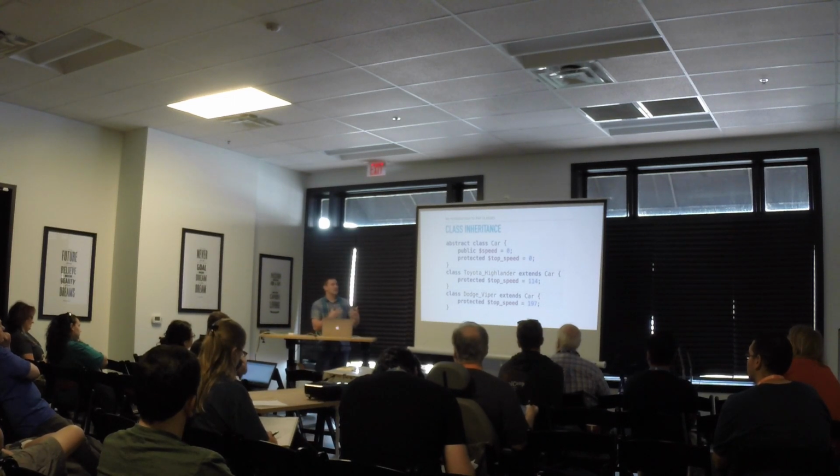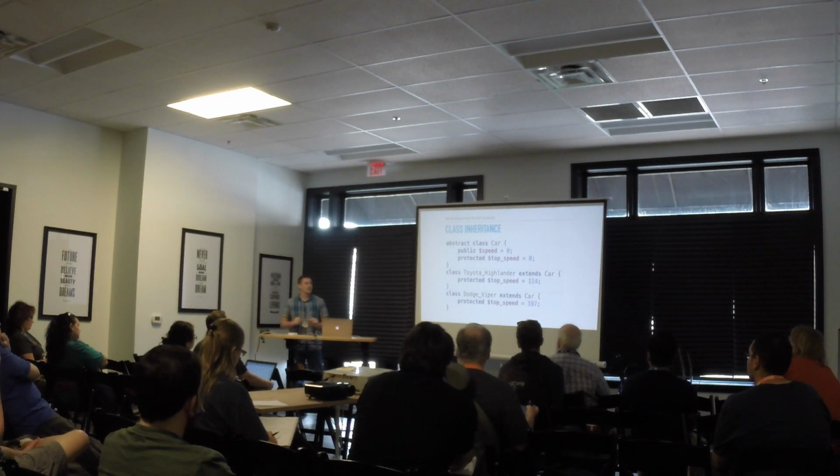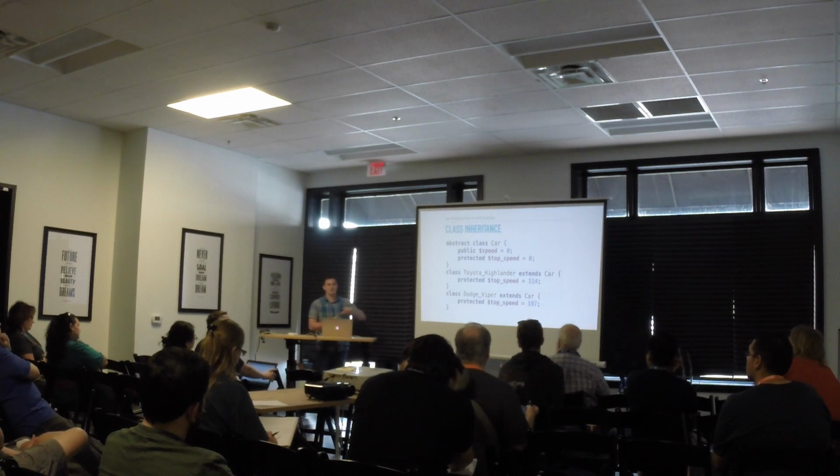So inheritance would always really be used in an "is a kind of" relationship, right? A Toyota Highlander is a car. A Dodge Viper is a car. Essentially the car is the blueprint that has to be extended by a very specific type, right?